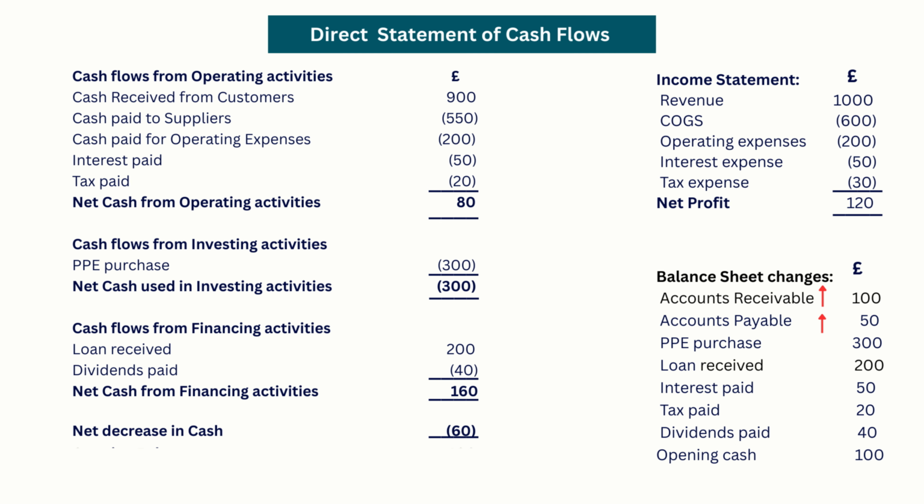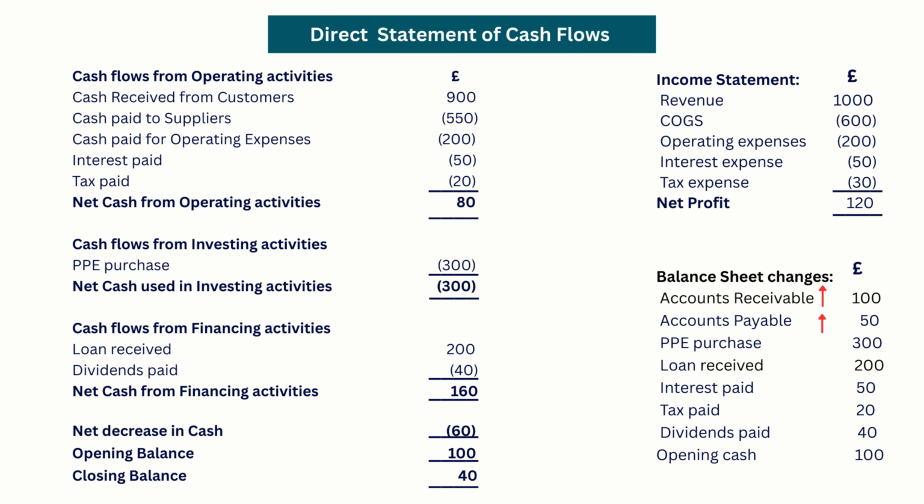Final reconciliation. Cash flows from operating activities is 80, from investing activities is minus 300, financing activities is 160, net decrease is 60. It means cash decreased by 60 during the year. Opening cash is 100 and closing cash is 40.